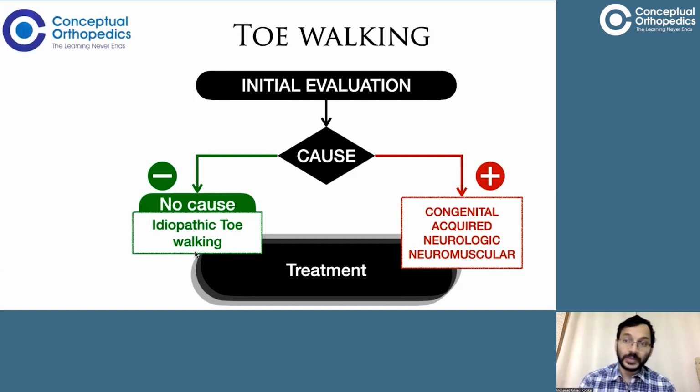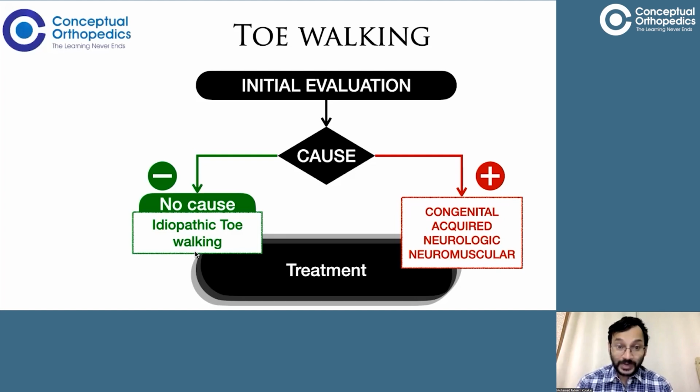And in this idiopathic toe walking, it has been seen that a vast majority of children do suffer from some sort of autistic spectrum disorder. Okay, so some form of autism, all the way from mild to severe. About 40 to 50% of the children with idiopathic toe walking do have some amount of autism. But does autism cause toe walking? It is not a direct cause as such. That is why we still call it idiopathic toe walking.